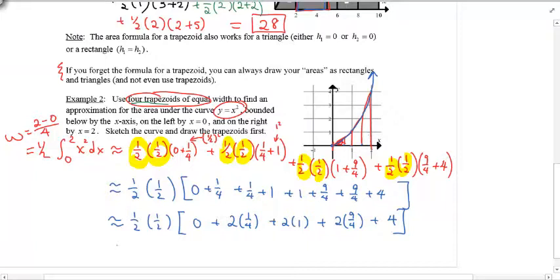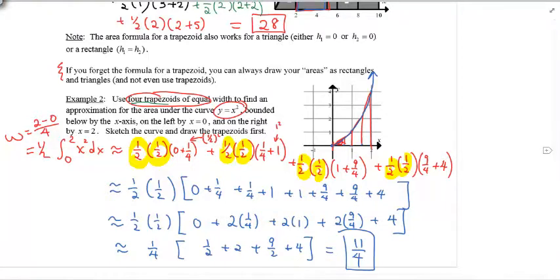In any case, so we can now hopefully calculate this much easier. 2 times a quarter is a half plus 2 plus 9 over 2 plus 4. 9 over 2 plus 1 over 2 is 10 over 2, that's 5. 5 plus 2 is 7, plus 4 is 11. So this is just 11 over 4. Okay, this is our approximation. Done.